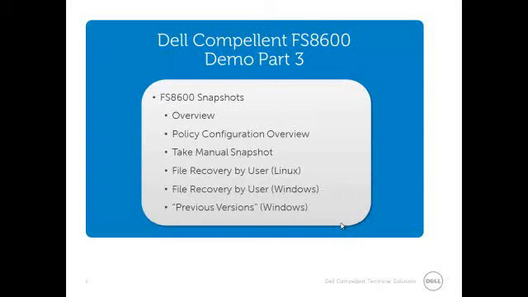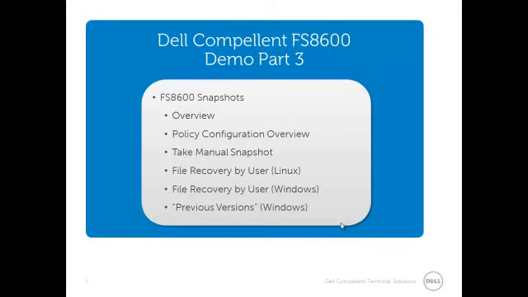Hello, this video is part 3 in the series of video demos covering the Dell Compellent FS8600 NAS appliance. In the previous video, we covered some of the identity management options available to the FS8600, as well as demoing the steps to create a NAS volume, CIFS and NFS shares, as well as defining a user-based quota policy. In this video, I will cover the FluidFS-based snapshot feature of the FS8600.